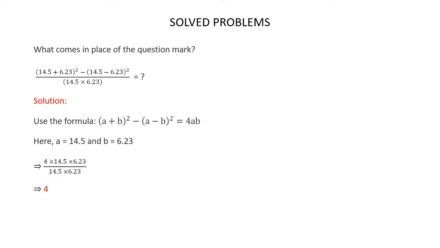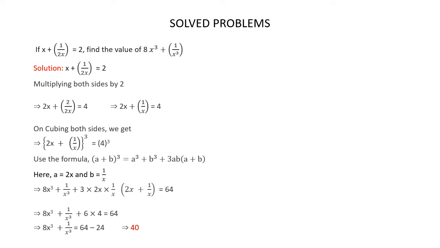So now the expression looks like this: 4 multiplied by 14.5 multiplied by 6.23 divided by 14.5 multiplied by 6.23. 14.5 and 14.5 you can cancel, and you can cancel 6.23 and 6.23. So finally you're left with 4. So 4 is the number that comes in place of the question mark in the given equation.